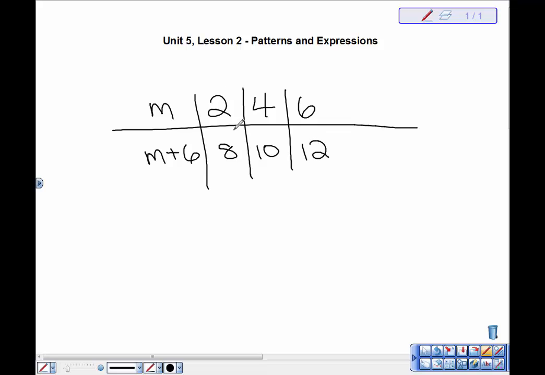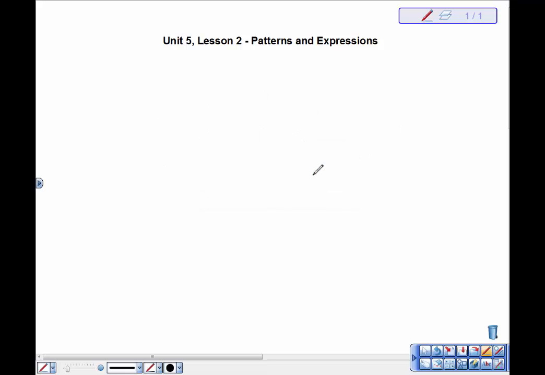So I noticed that for every 2 that my m is increasing, my answer, my sum, is increasing by 2. So 2, 4, 6, 8, 10, 12. So our pattern here is that each of these is going to increase by 1. If I did m equals 3, 3 plus 6 would equal 9. So all we're doing is plugging in a value, plugging in a number for m, and then solving. Let's try a couple more.